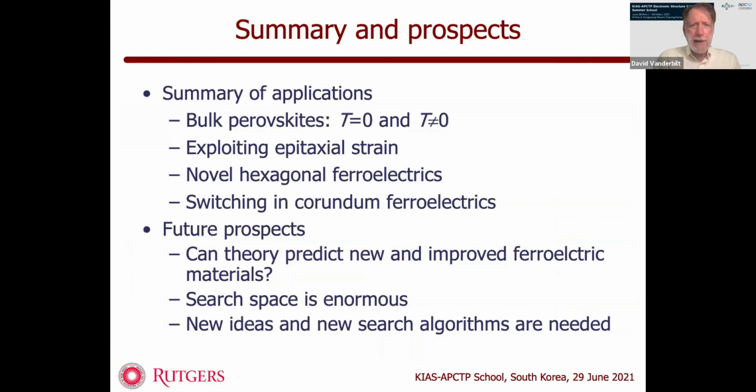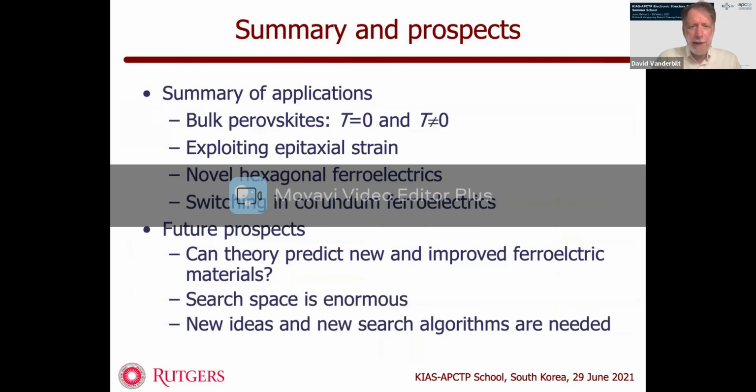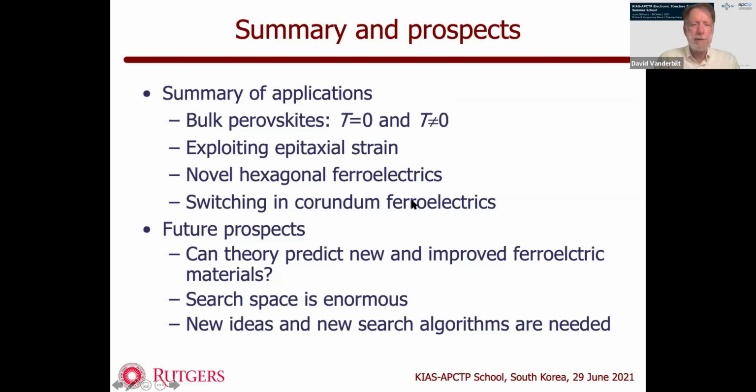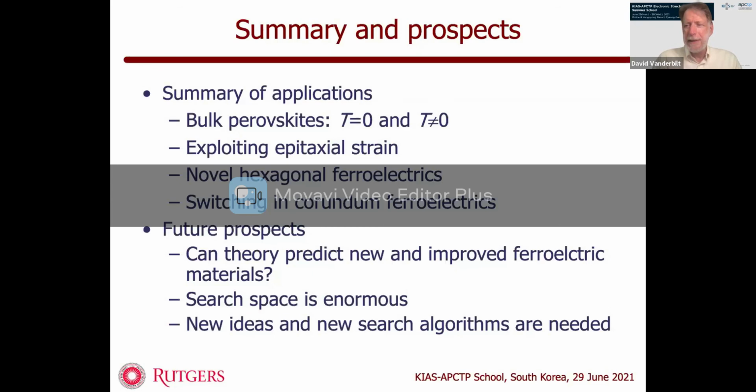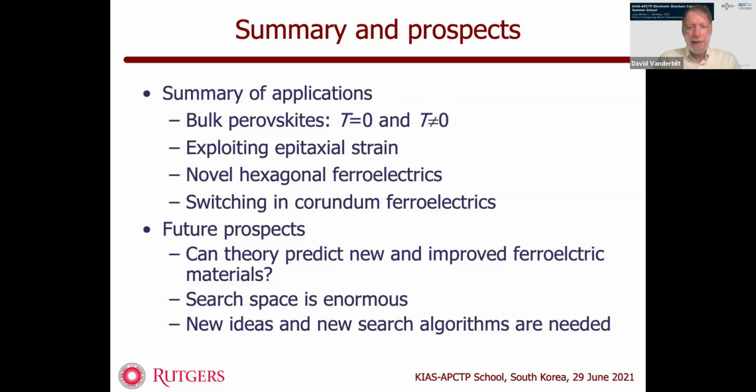So this is my last slide, just to summarize everything. In the study of the bulk perovskite ferroelectrics, I talked about the finite temperature application, which involves constructing this effective Hamiltonian. Then I talked about new classes of materials, novel hexagonal and corundum ferroelectrics. In general, we would like to use high throughput density functional theory calculations to predict new and improved ferroelectric materials. The material space is enormous. So we also need some good ideas as well as having the technical ability that density functional theory and these highly developed codes give us.